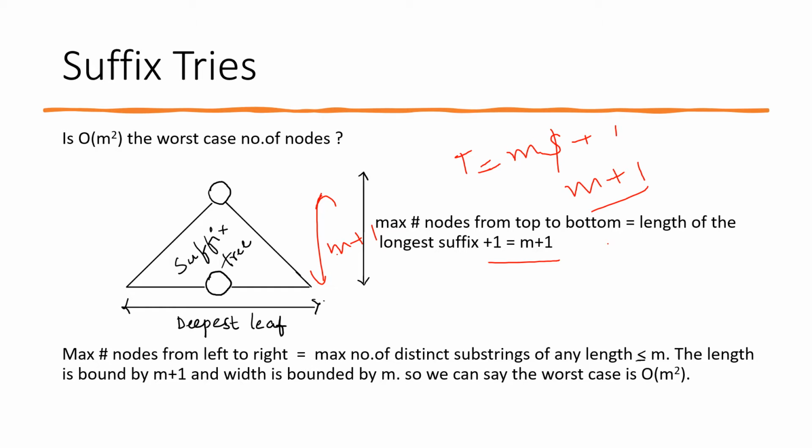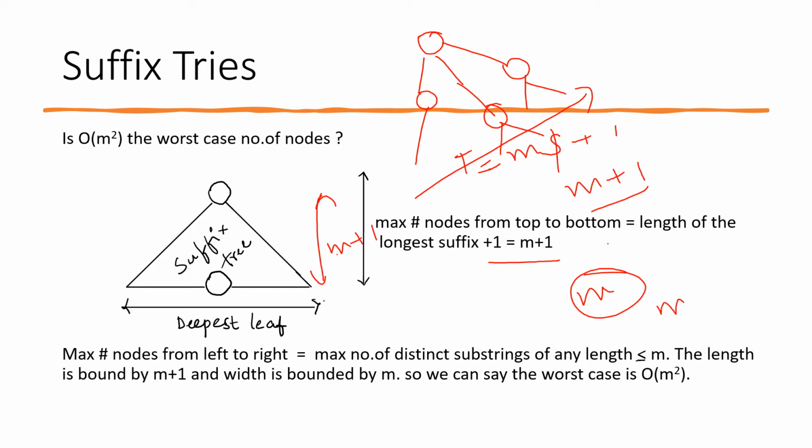The maximum number of nodes from left to right will be the maximum number of distinct substrings of any length, less than or equal to m. For a given string we'll have different substrings. From left to right we obtain different distinct substrings. For m characters, we might have m substrings, m minus 1 substrings, m minus 2 substrings.